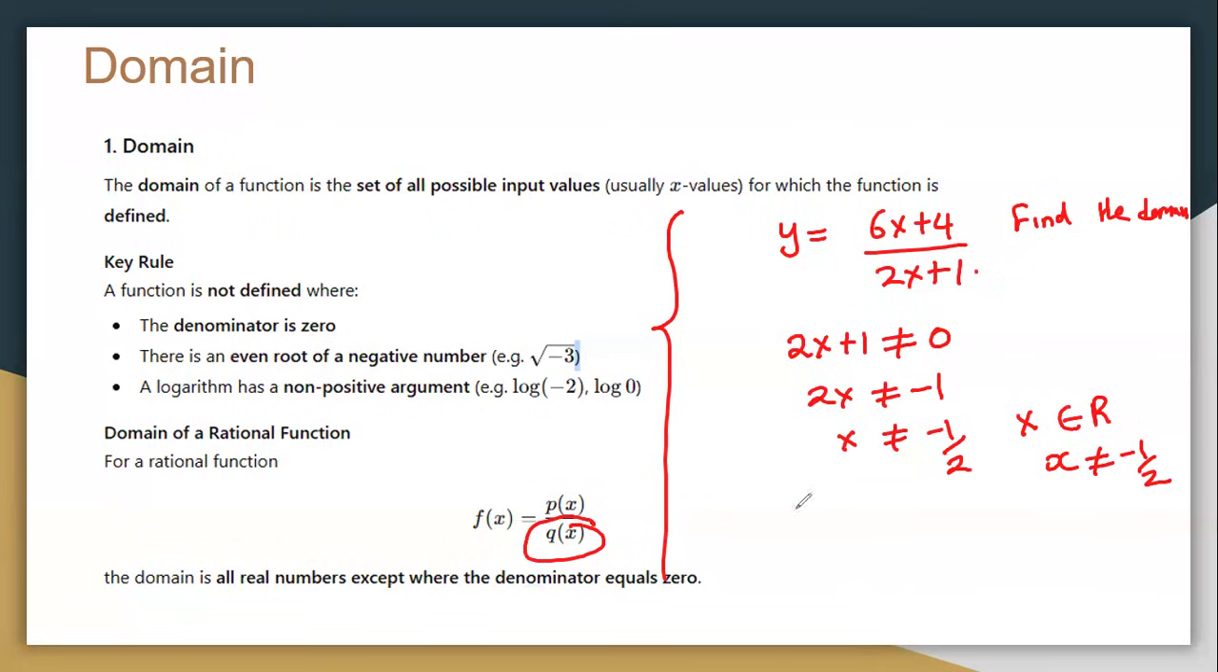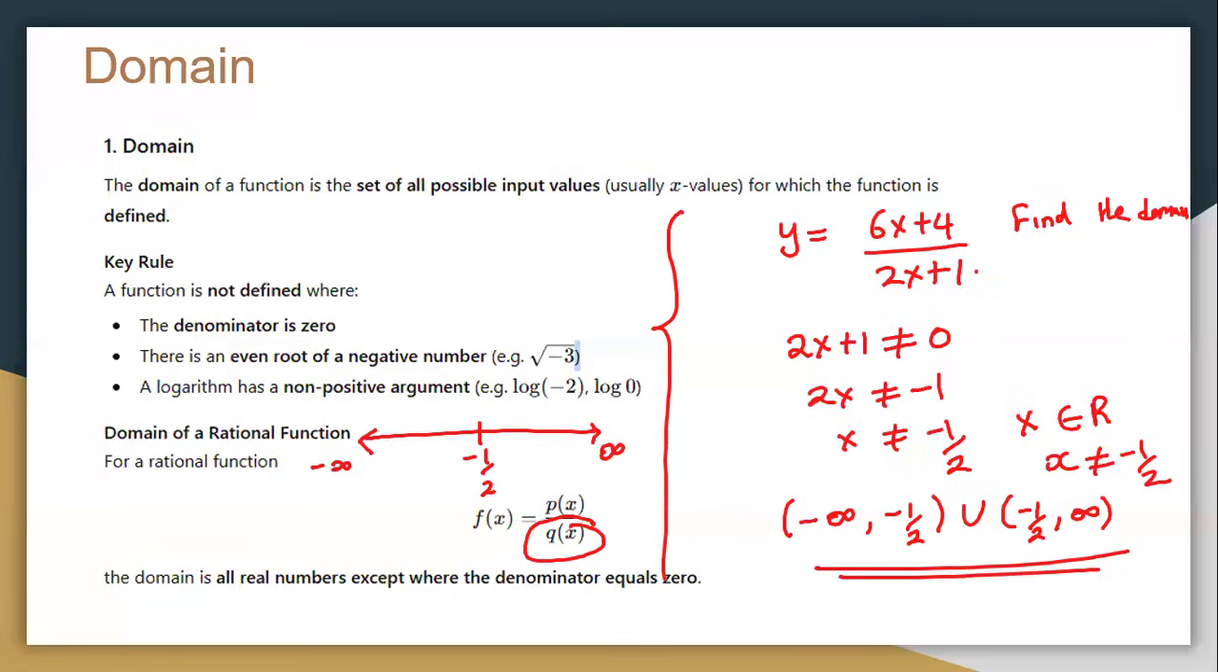In case you want to write it in terms of an interval, you can visualize it on your number line, whereby this is where you have -1/2. This side you have -infinity, and this side you have what? Infinity. So you can say between -infinity to -1/2, union between -1/2 to +infinity. That's when you want to write it in an interval format. Okay, so that's how you set your domain. The domain gives you the values of x that are valid for your expression.